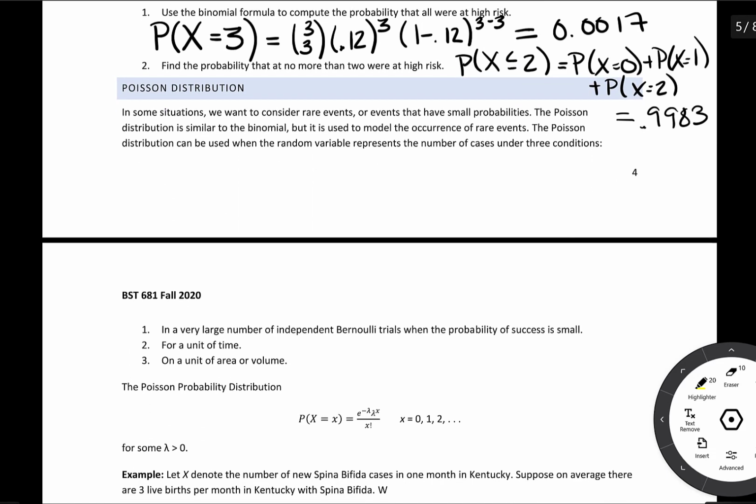All right, so next we're going to talk about the Poisson distribution. The Poisson distribution is another discrete distribution.